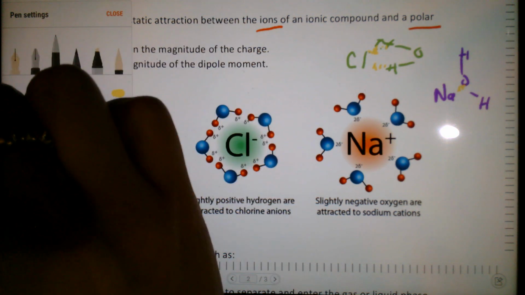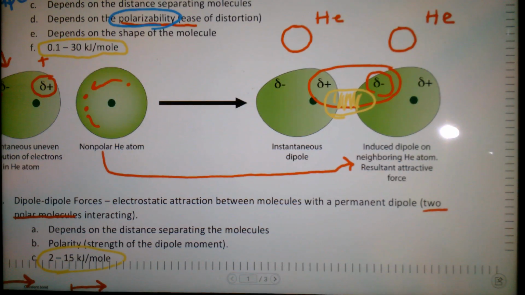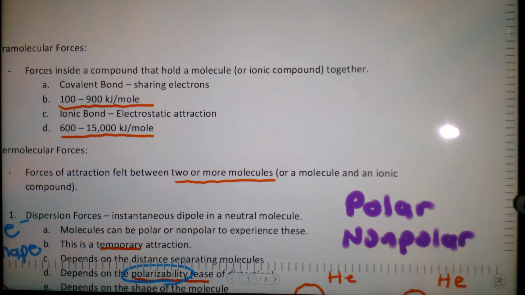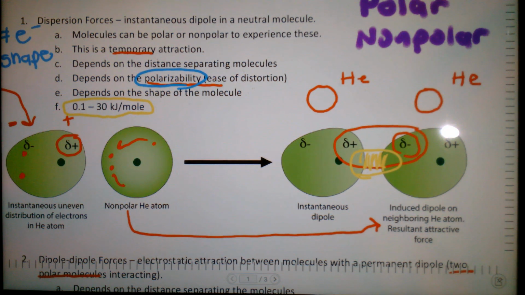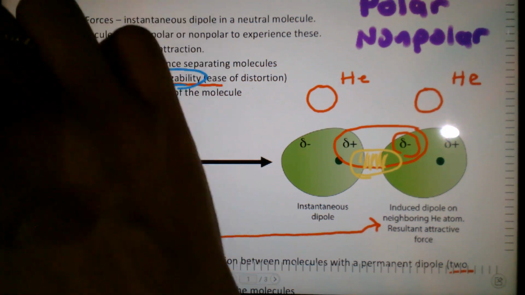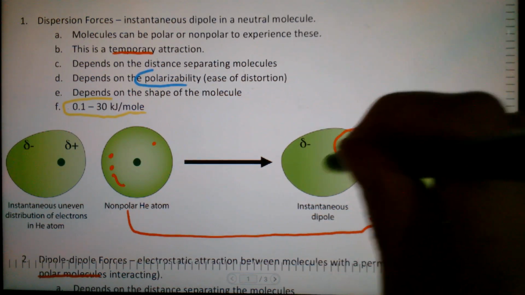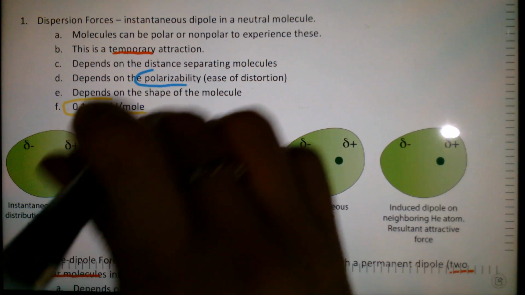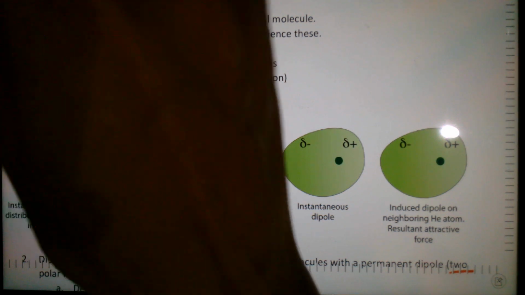Let's review what we have and make some notes as we go through. Okay, so dispersion forces. That can happen between anything. Dispersion forces between anything. I'm going to erase all of this so we can make some notes. Again, dispersion forces happen between any types of molecules, anywhere.